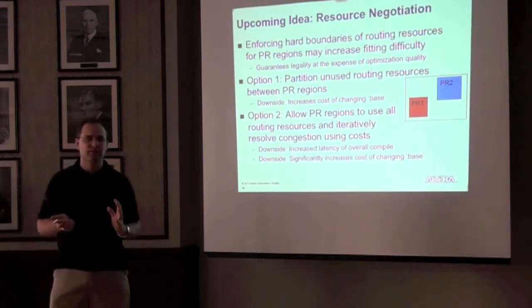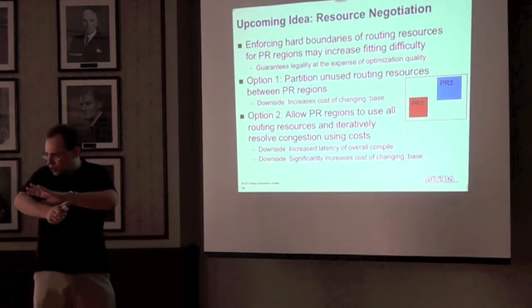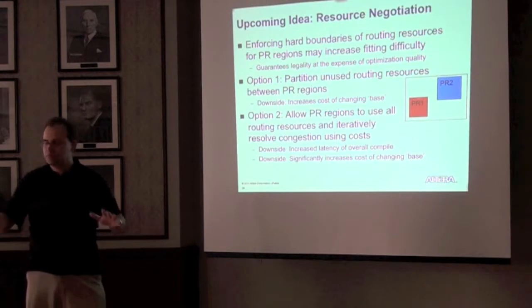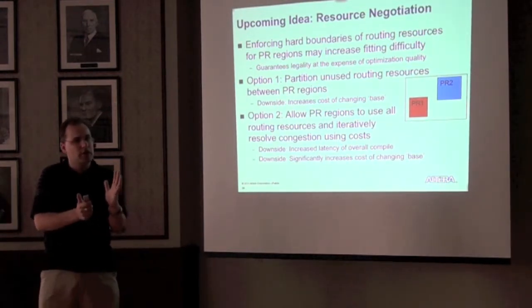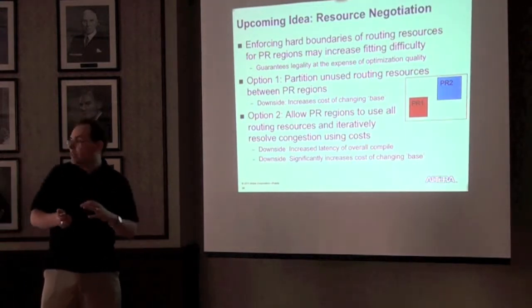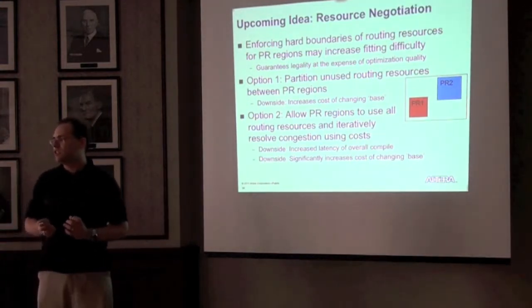So I have my base revision. That has its choice to use whatever routing resources it wants. Yes, we have cost functions to try to prevent it from using the PR routing resources because that's expensive. But it's not going to use 100% of the routing resources in the chip.